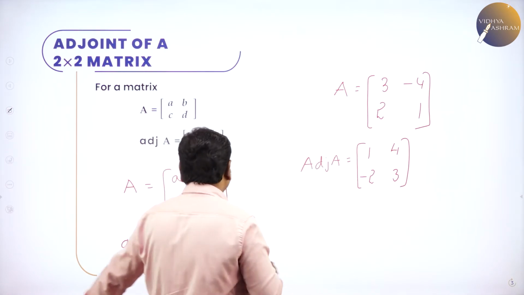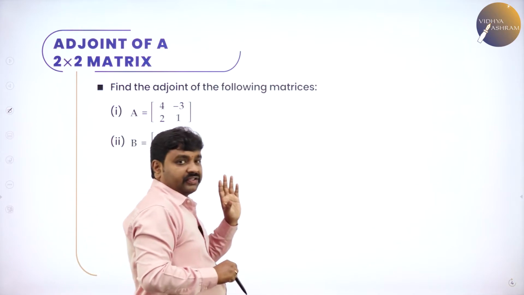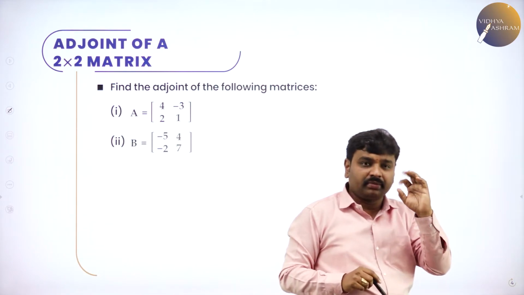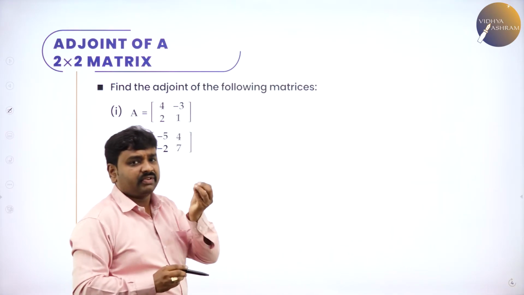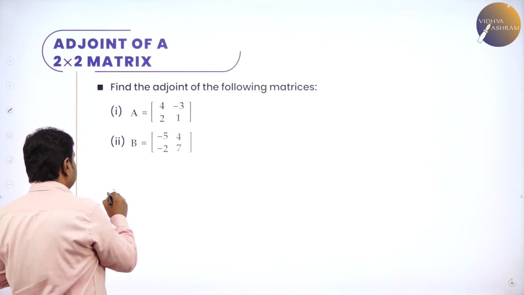Now find the adjoint of the following matrices. So first they give A, second they give B. One by one we will find.